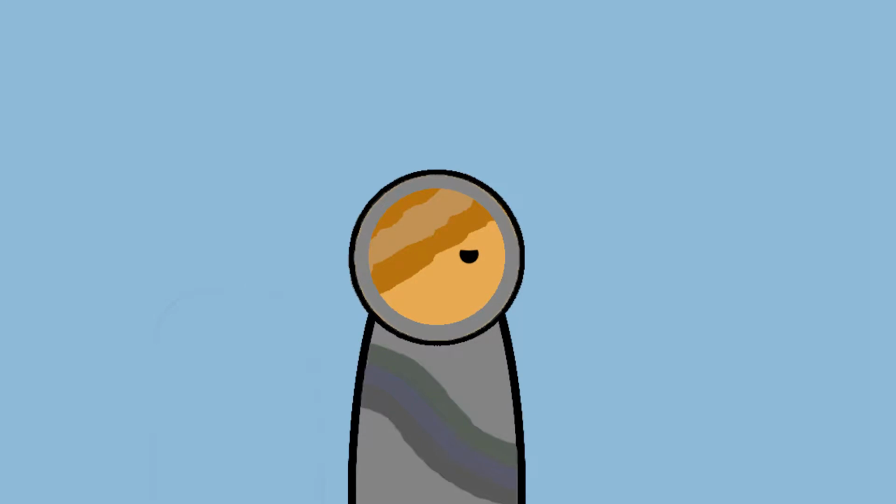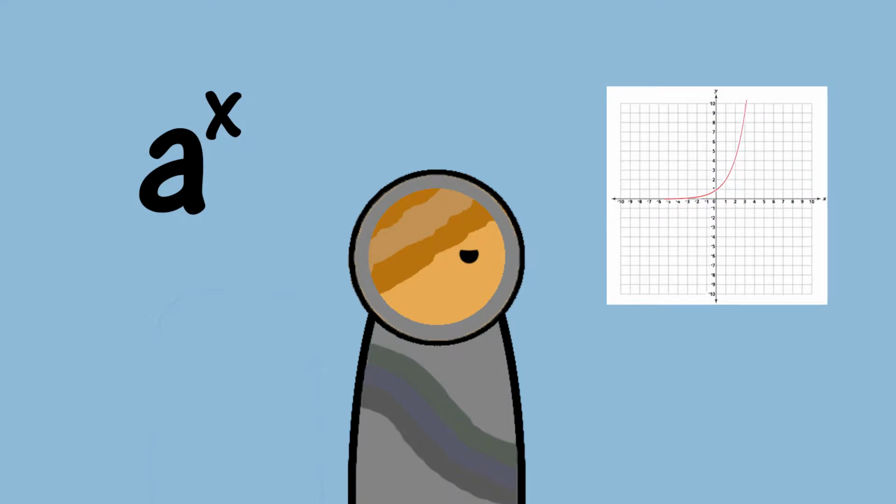Before we can talk about exponential functions, you need to know two things. One, this is the parent function. It is basically the base equation for all exponential equations. Two, this is what it would look like if it were to be graphed, if a equals 2.